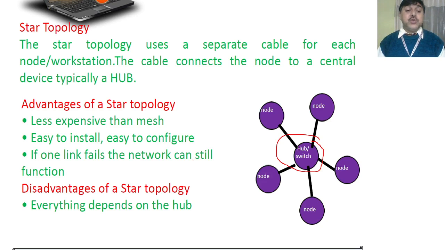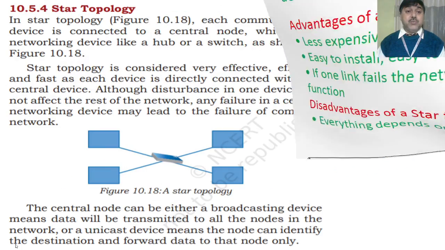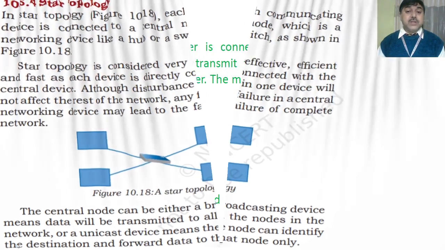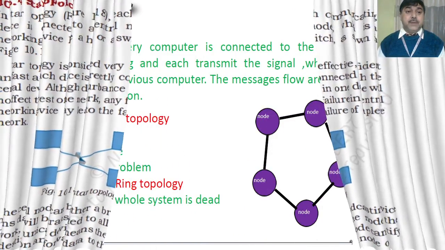It is very easy to install, and if one link is not working, suppose this link is not working, the other links will work. But the disadvantage: if this main link, the hub or switch, is not working, the total system will stop. So this is how the star topology system works.